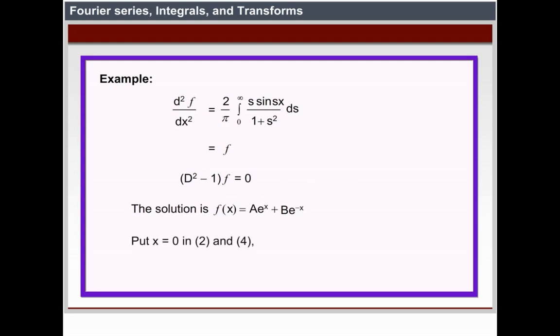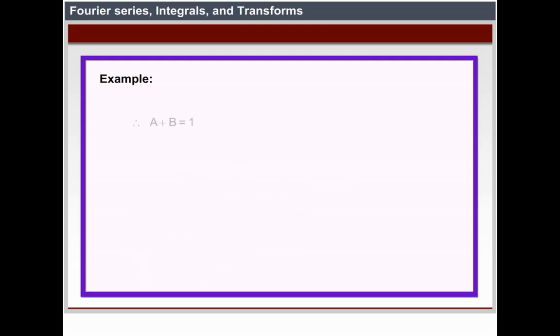Put x equal to 0 in 2 and 4. F of x equal to 1 and f of x equal to a plus b. Therefore, a plus b equal to 1. Also, from 4, df by dx equal to a e power x minus b e power minus x.